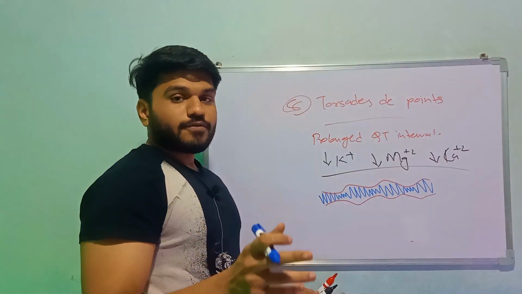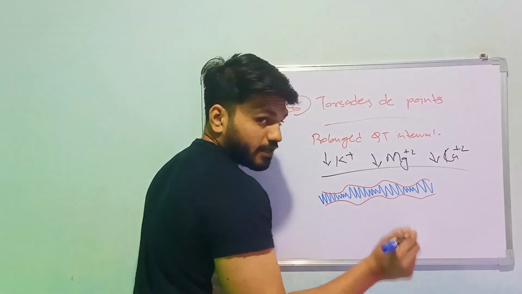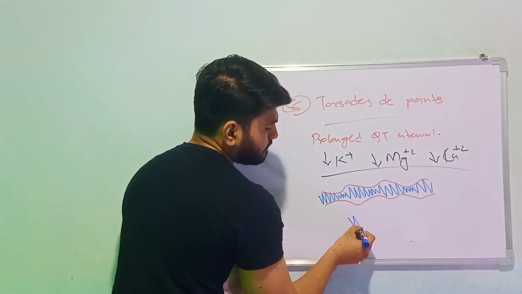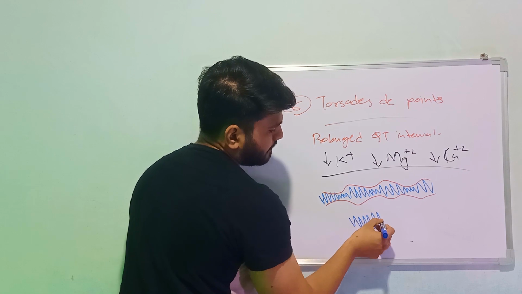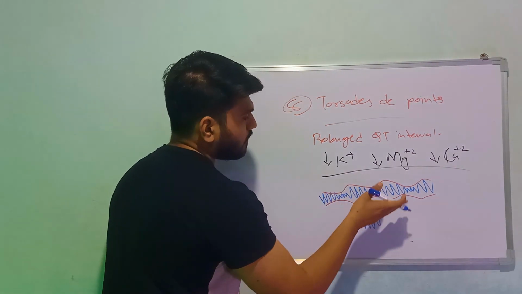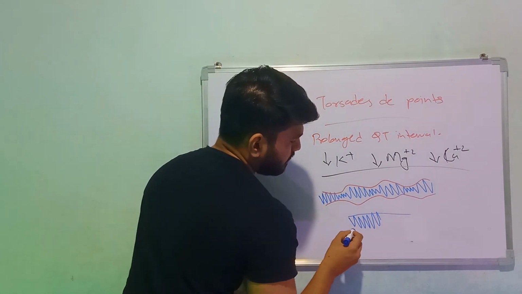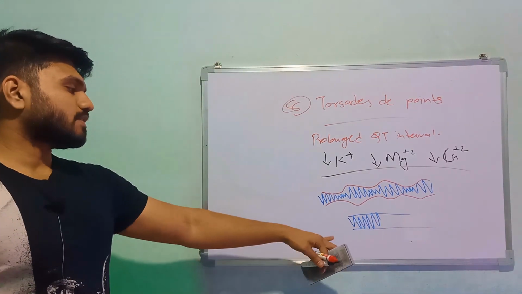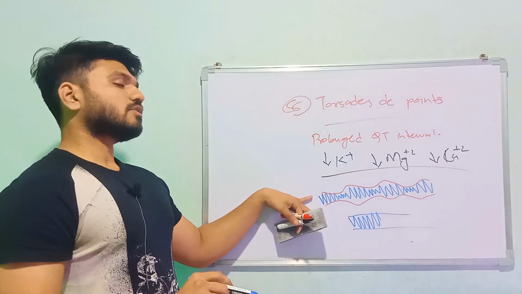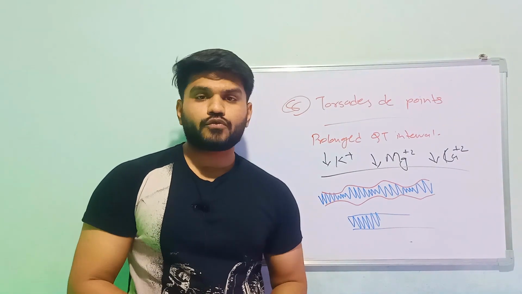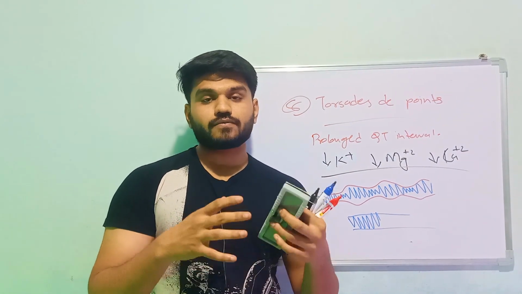So you have to make the difference between torsades de pointes and ventricular tachycardia looking like this. There is no swinging of impulse. There are straight lines like this. So this is ventricular tachycardia and this is our torsades de pointes. So this is how you will identify different types of arrhythmia.